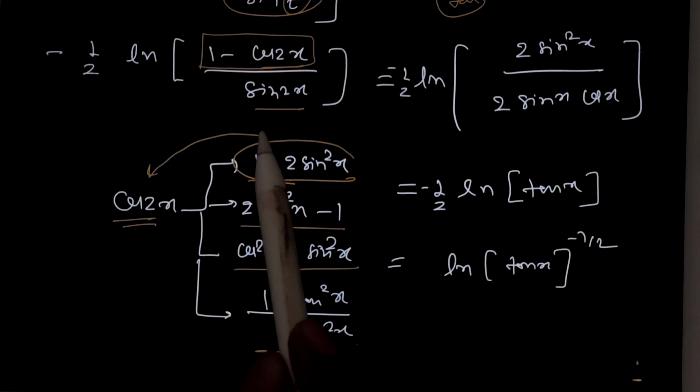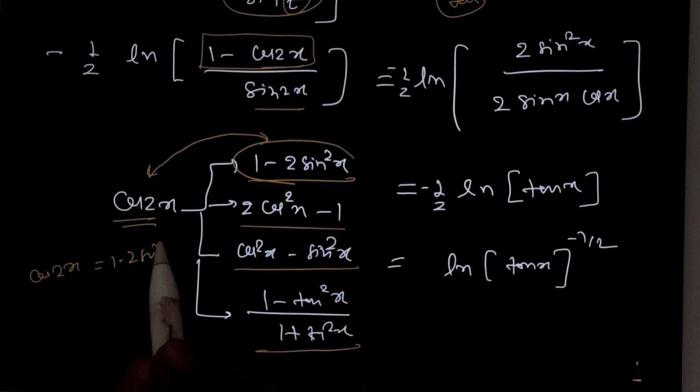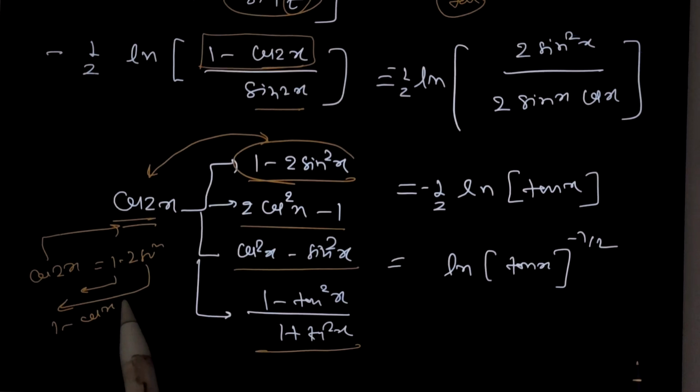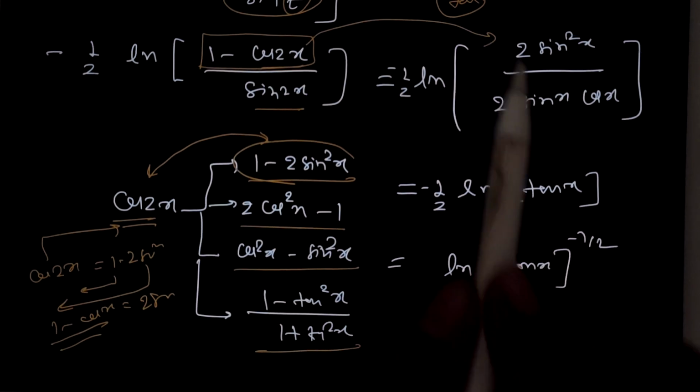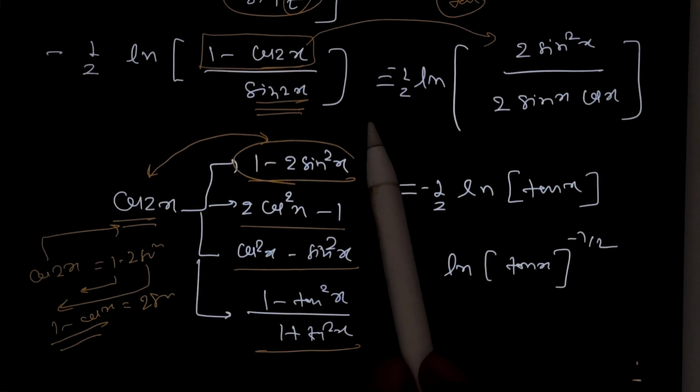So the first formula: cos 2x is equal to 1 minus 2 sine square x. Send this 2 sine square x to this side and cos 2x to the other side, so it becomes 1 minus cos 2x is equal to 2 sine square x. So 1 minus cos 2x, I will replace with 2 sine square x.